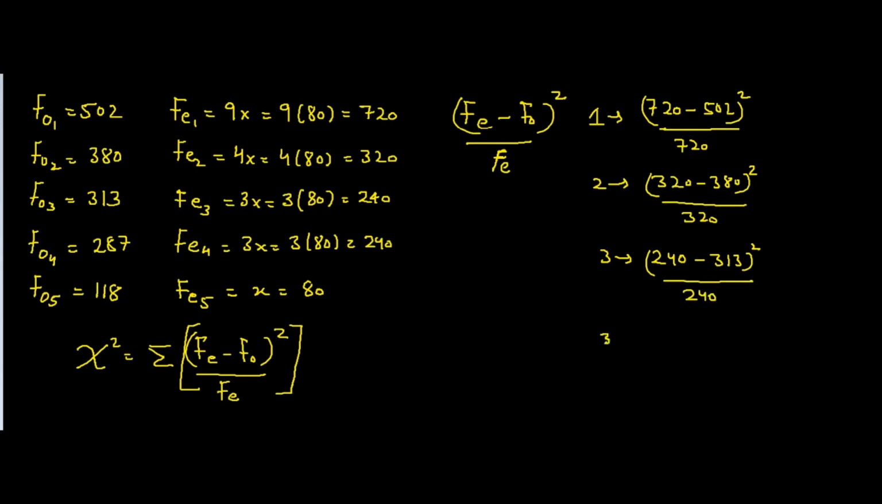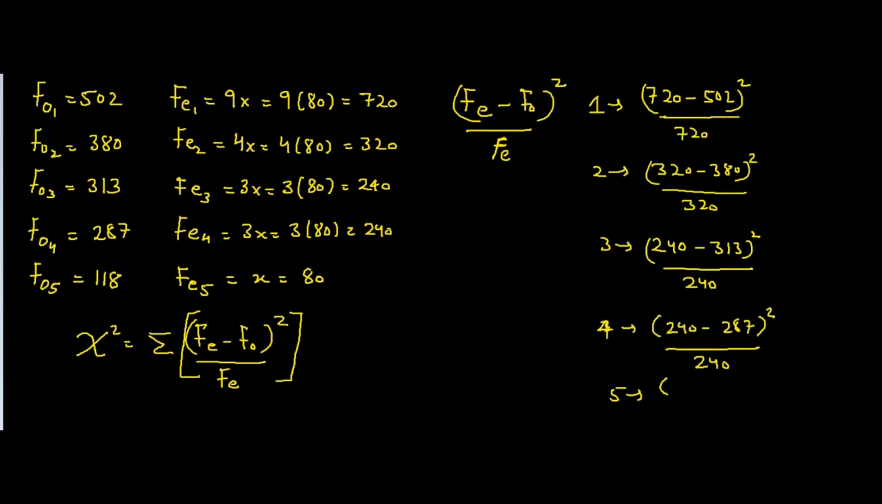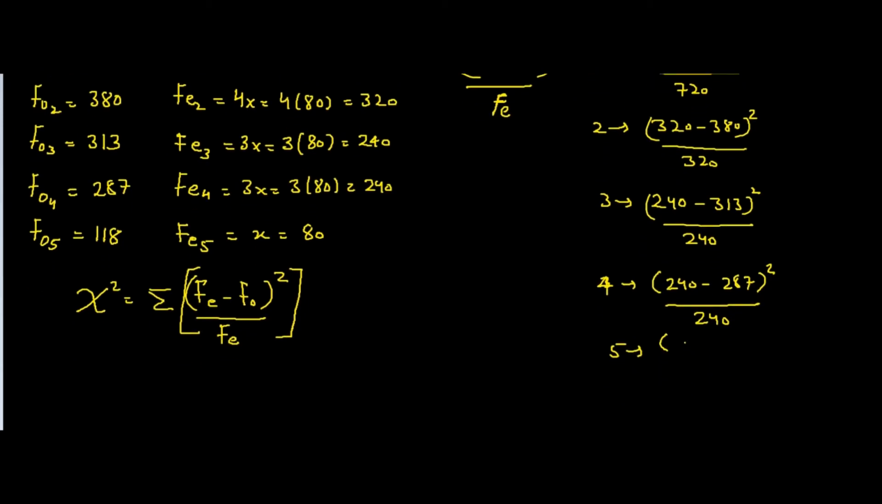For the fourth one, it is going to be 240 minus 287 whole square by 240. For the fifth one, if you can see here, fifth one is going to be 80 minus 118 whole square by 80.